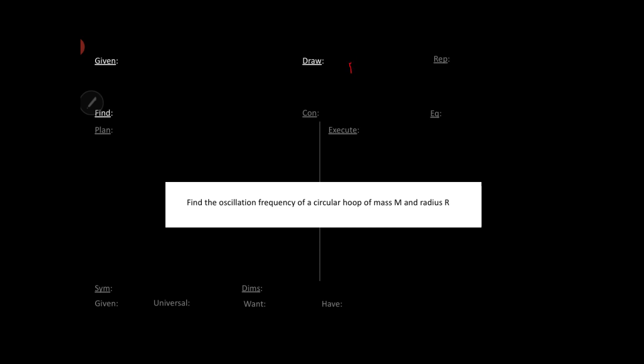Right, we had some sort of bar here with a hoop on it and some angle theta. That's more or less all we need. This has a mass m and a radius r. And that's what we want to put over here. So we have our hoop. I think it's a hoop. It is a hoop of mass m and radius r. And we need to find the oscillation frequency.